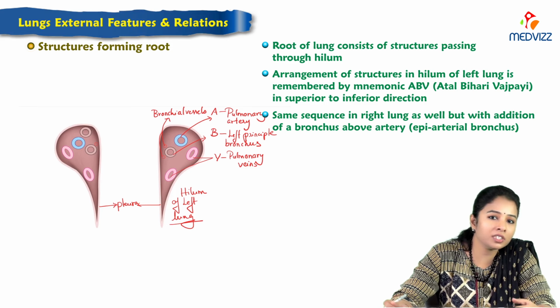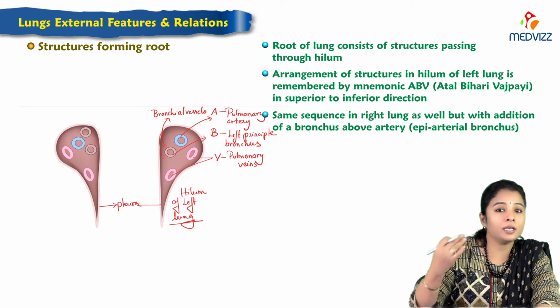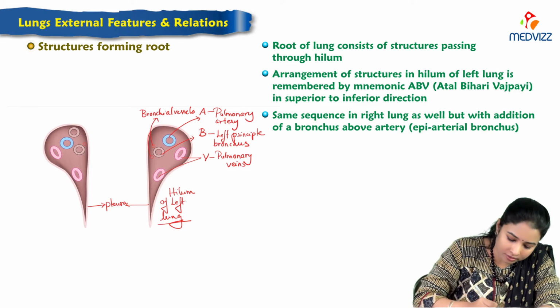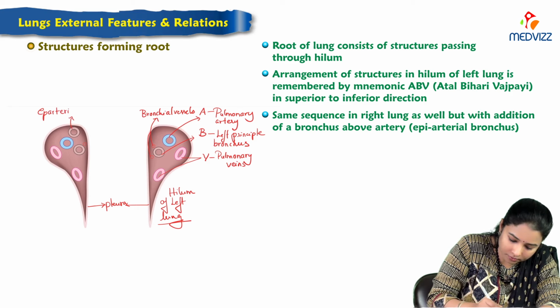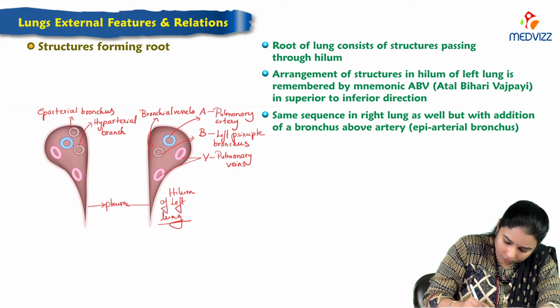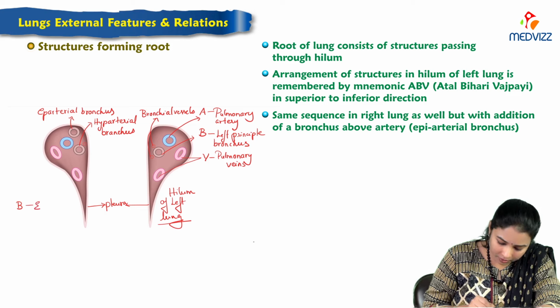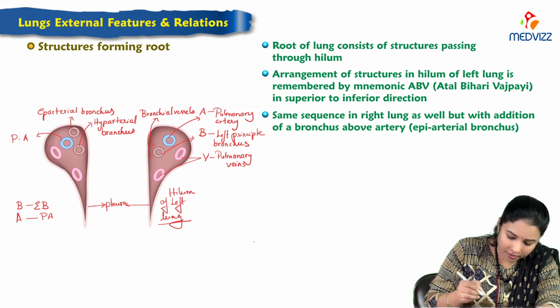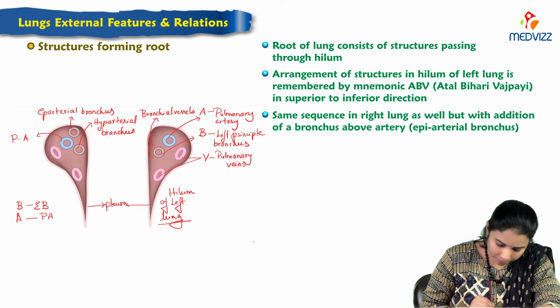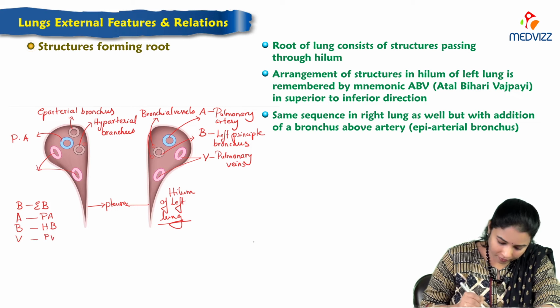It is the same sequence in the right lung as well, but in addition to the single bronchus, there is one more bronchus called the eparterial bronchus. Above the artery it is called eparterial, below the artery it is called hyparterial. So the structures in order in the right hilum are: first the eparterial bronchus, then A stands for pulmonary artery, I am writing short forms, and then again B, that is the hyparterial bronchus, then V, the pulmonary veins.